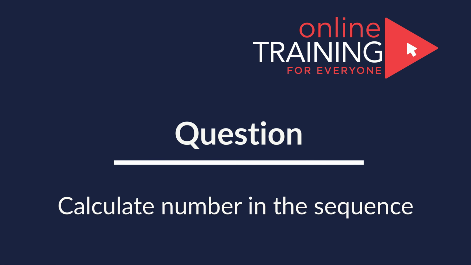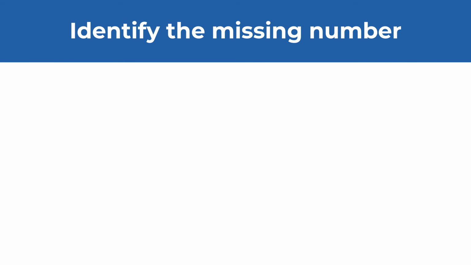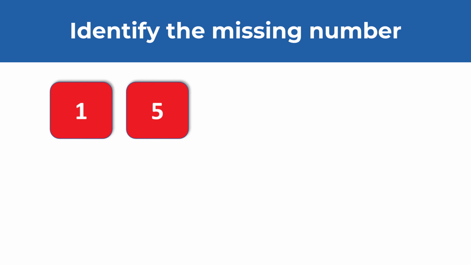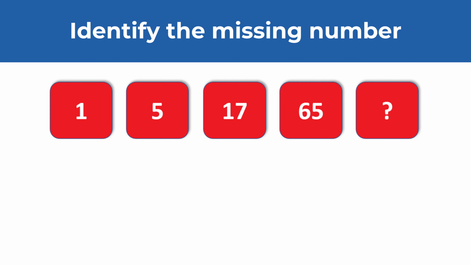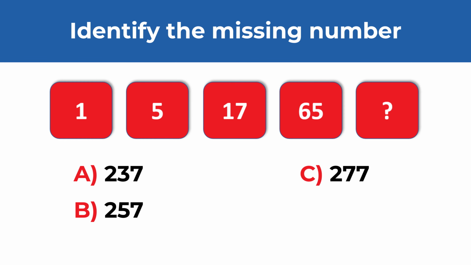Here's the question from the real test, where you presented with the sequence of numbers and you need to identify the missing number. The numbers you see are 1, 5, 17, 65, and then comes the missing number. And you have 4 different choices for the missing number. Choice A, 237. Choice B, 257. Choice C, 277. And then choice D, 297.